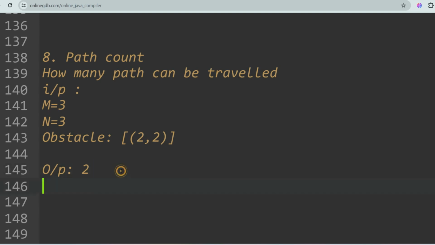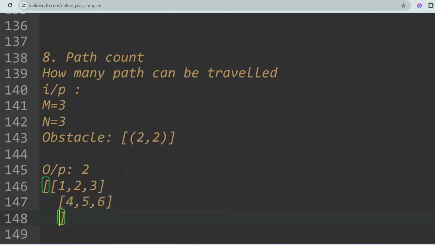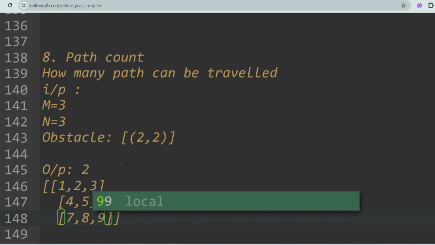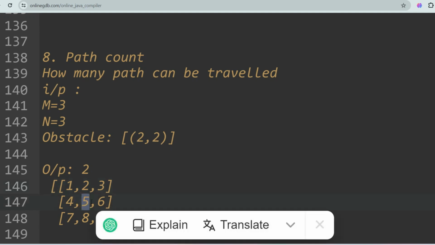So if you are given a 3 cross 3 matrix like 1, 2, 3, then 4, 5, 6, then 7, 8, 9, right? If you are given these, and if you are having 2 comma 2 as obstacle, then how many ways can you travel, right?